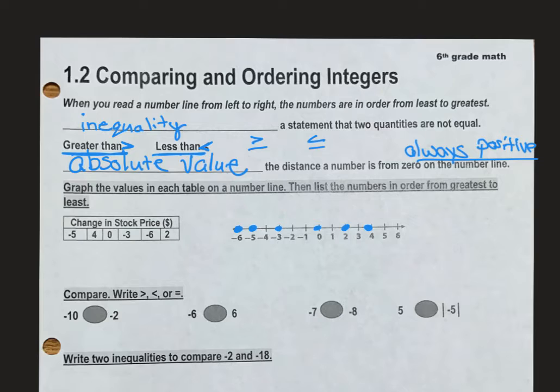Now we want to order them from greatest to least. So which number is the biggest? Got to start over on this side, right? And then we're going to go this way. So what's our biggest number? 4. Then what? 2. Then 0. -3, -5, -6. Okay? So if you graph them on the number line, you can easily see them from least to greatest. So if we want to go greatest to least, we have to go in the reverse order.